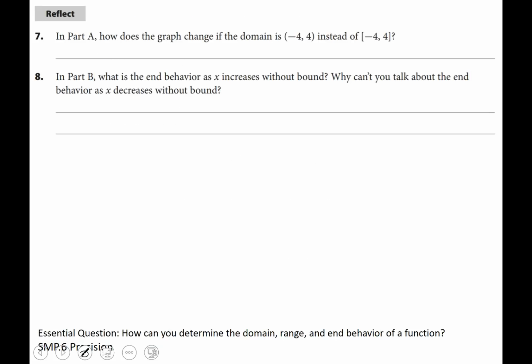All right, so let's reflect on this a little bit. In part A, how does the graph change if the domain is -4 to 4 instead of -4 to 4? So notice they have the parentheses versus the brackets. So basically that means that the endpoints are no longer included, or the graph no longer includes the endpoints of the segment. So the graph no longer includes endpoints.